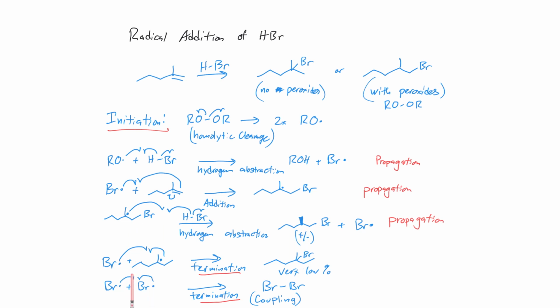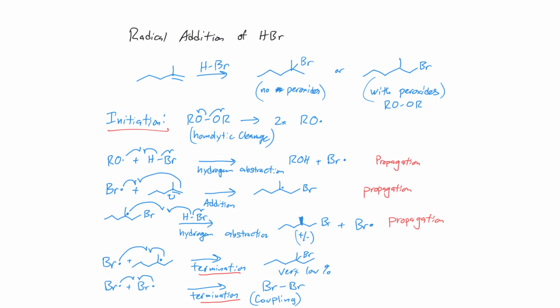The last 2 here, termination, we just draw to show you how we might run out of radicals. How that might occur, again, because the concentration of any one radical is very low. These are unlikely to happen because the one radical would have to encounter another radical within our reaction mixture, and because the concentration is low, that's very unlikely.